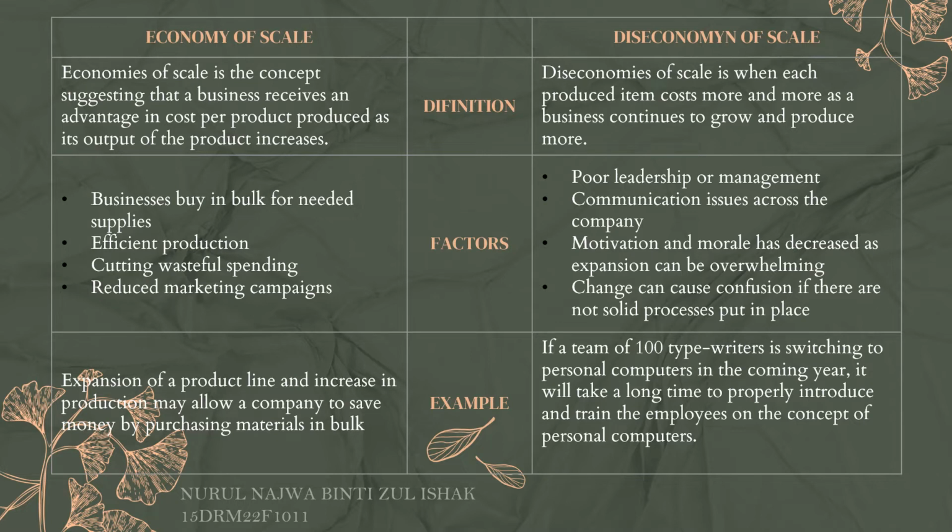Example of diseconomy of scale: if a company with 100 typewriters is switching to personal computers in the coming year, it will take a long time to properly introduce and train their employees on the concept of personal computers. This diseconomy of scale example is commonly found in businesses that are growing and introducing new systems. New technology being introduced to a company that has not used that piece of technology can take a lot of time, and the training and installation can slow down business.